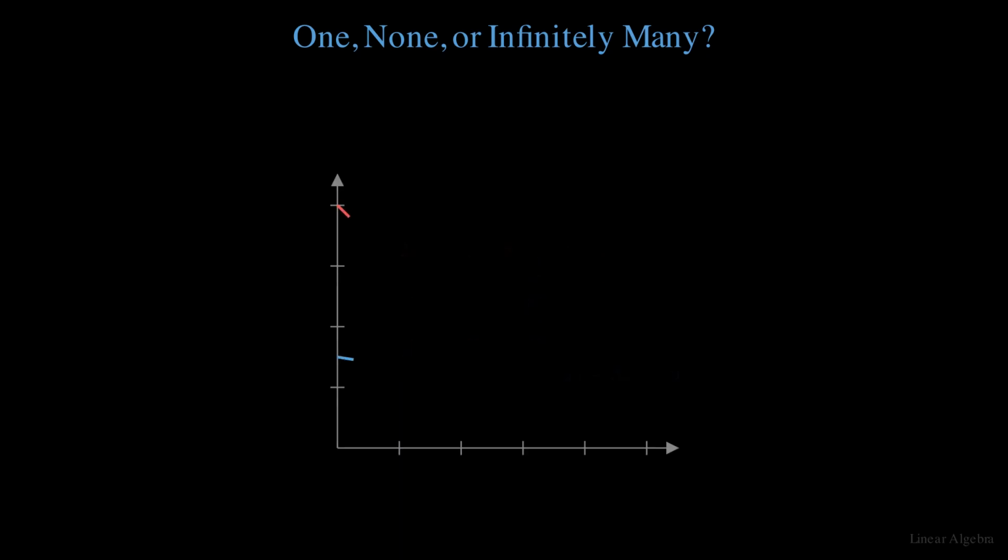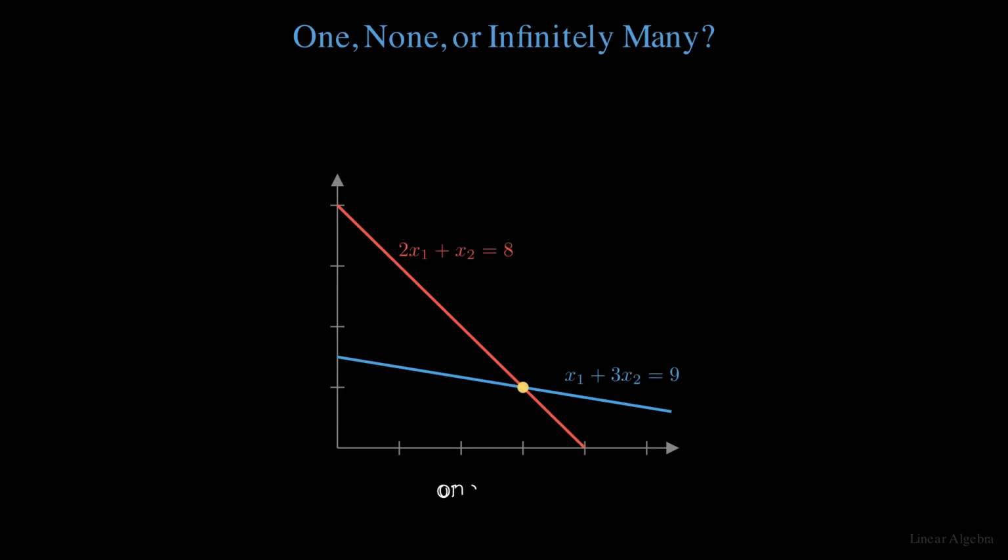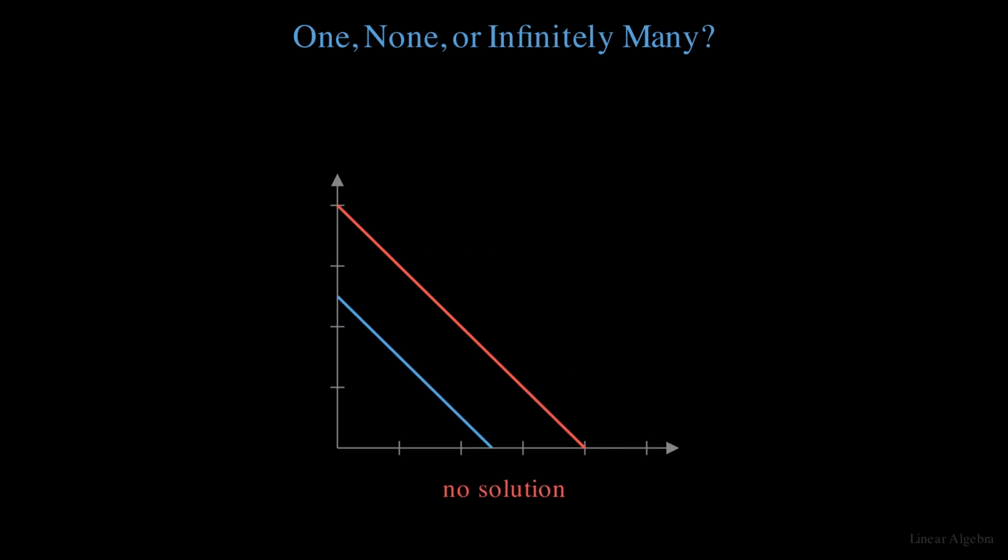Remember the picture from video 1. 2 equations, 2 lines. Usually, the lines cross at exactly one point. One solution. But they can also be parallel. No point in common, no solution. Or they can be one and the same line. Every point works, infinitely many solutions.